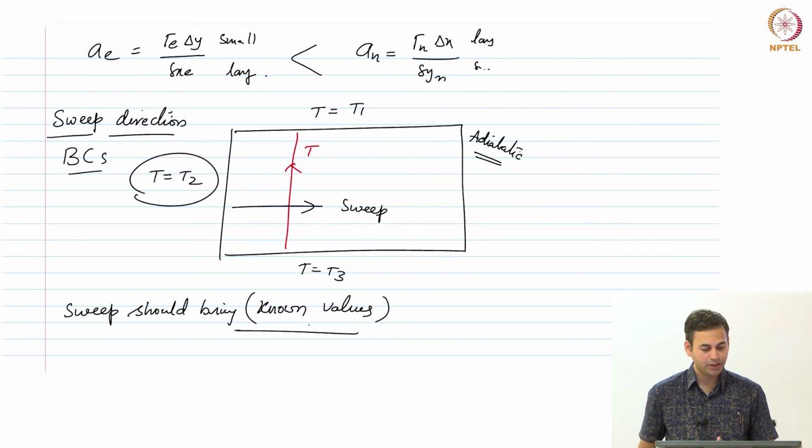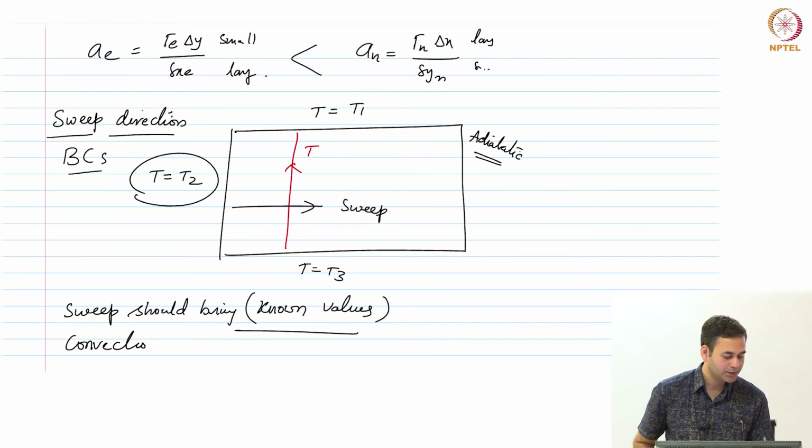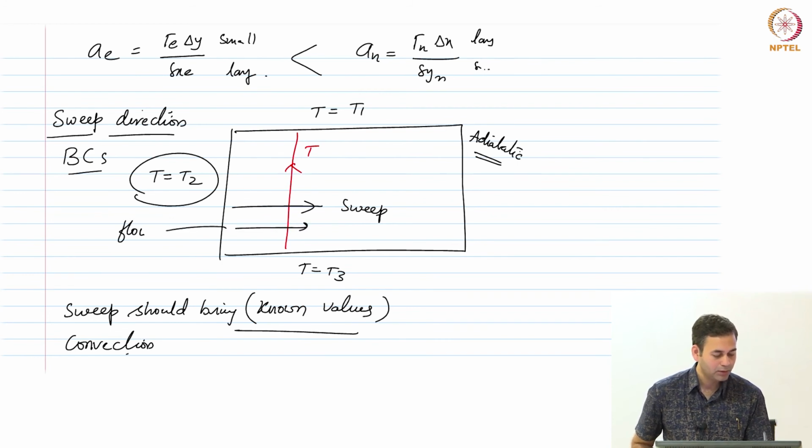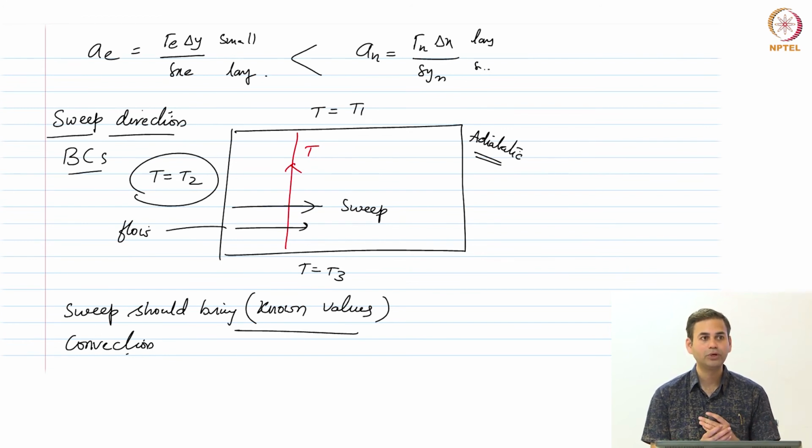Now, for example, let us say you have convection, a flow that is going in this particular direction. Then how would you sweep? Would you sweep in the direction of the flow, or against the direction of the flow? Let us say the flow is happening from left to right, what would be your sweep direction? Left to right. You should go with the flow direction, because then you have information coming from the flow, right.